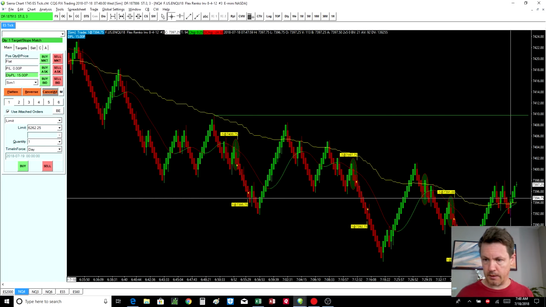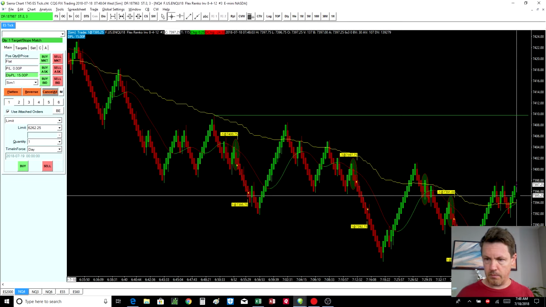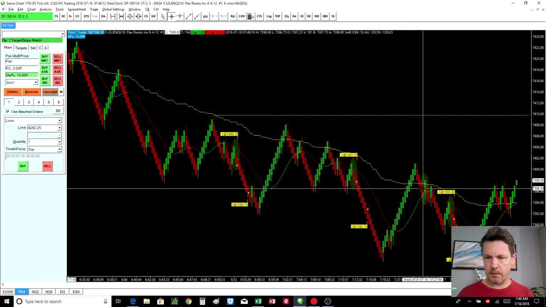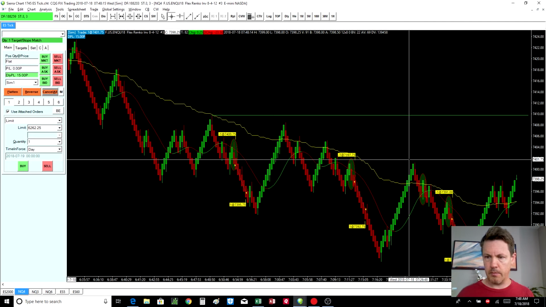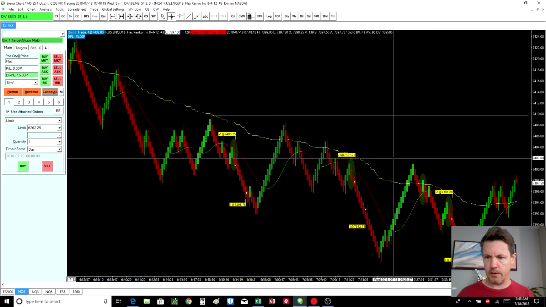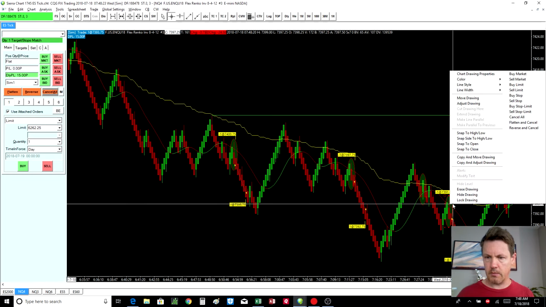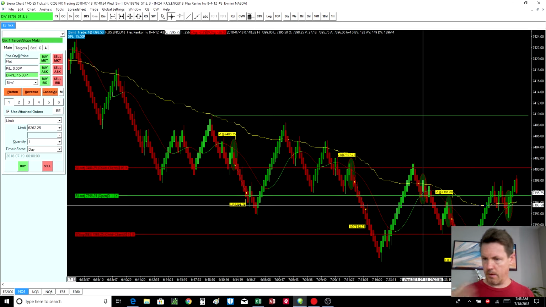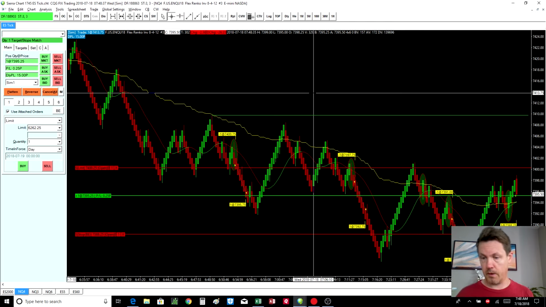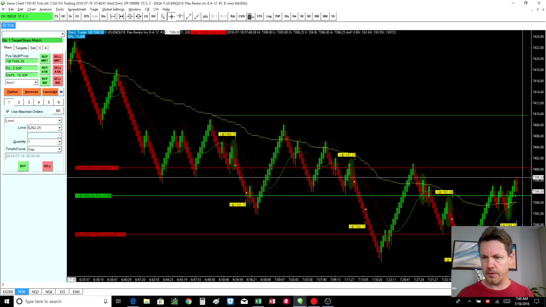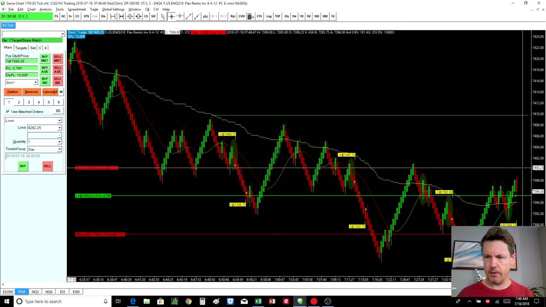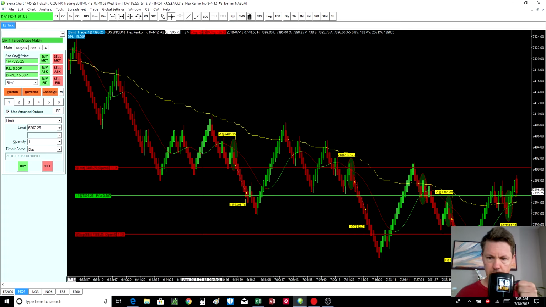Now that's actually a valid setup right there. If I hadn't been talking, I probably would have taken that because it does seem to look like price is finding a little bit more of a bottom here and maybe starting to reverse. So we'll just see if that ends up working out. Okay, well, price came back. It only went about 15 ticks maybe towards the target. Didn't even hit the 18 tick mark.